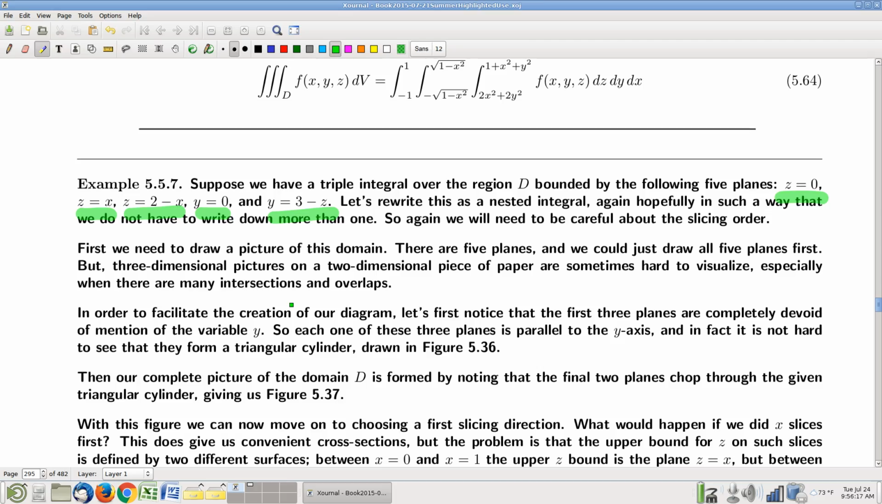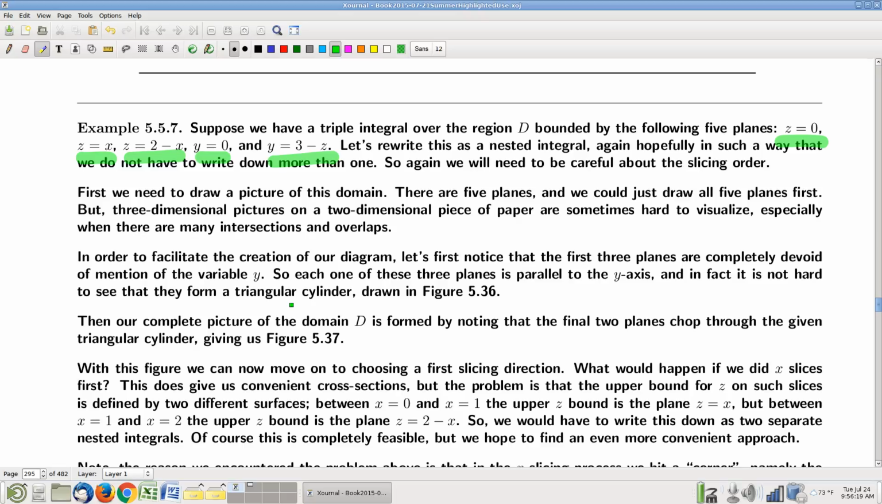Here, take these 5 planes. What's the right answer? Right, it's really not obvious. Can you just insist that, well, I guess z goes from x to 2 minus x? Oh, no, wait. Does z go from 0 to 2 minus x? Does z go from 0 to x? Do I solve for z in that last equation? Maybe z goes from 0 to 3 minus y?